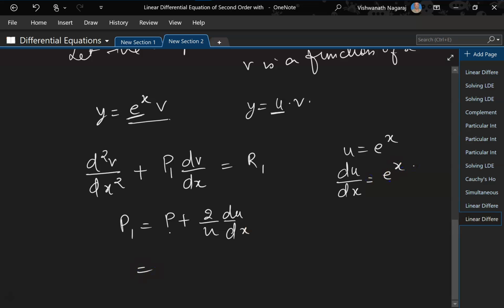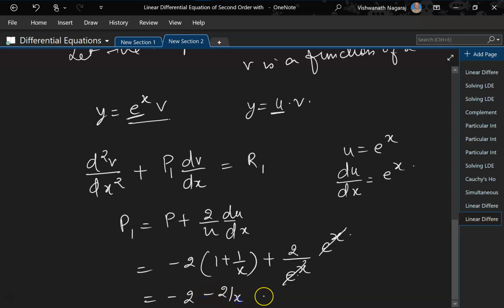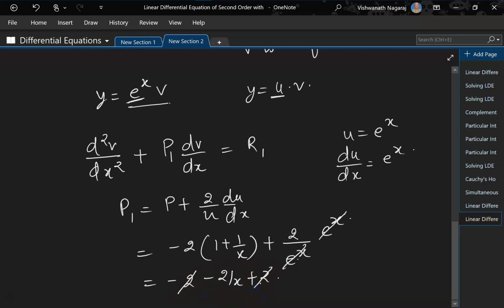So what is p1? p is minus (2 plus 1/x), plus 2 by e to the power of x, which is u, times du/dx, which is e to the power of x. So these two cancel out. And what we end up with is minus 2 minus 1/x plus 2, so here the 2 and 2 cancel out and we are left with minus 1/x.